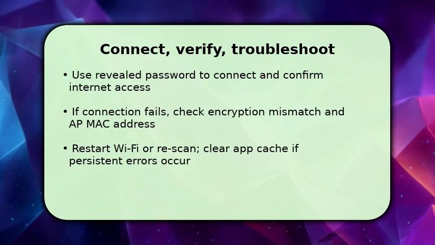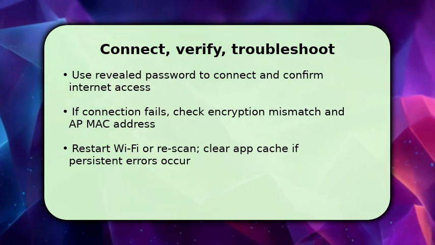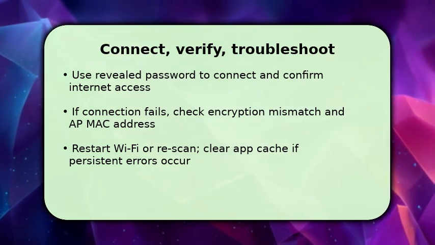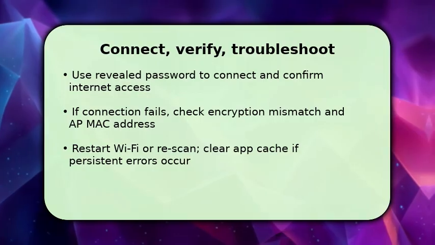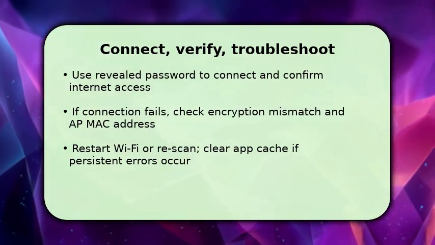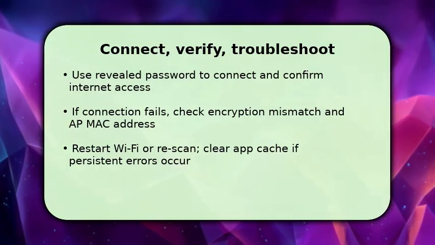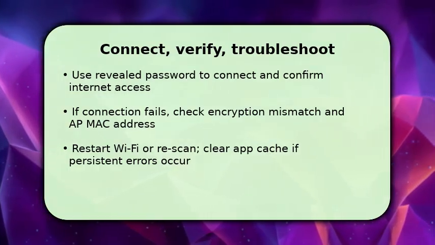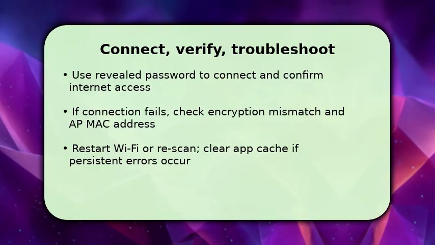You finish by connecting and verifying the network. Enter the displayed password into your Wi-Fi settings and confirm you can browse, check speed, or ping to validate performance. If it fails, make sure encryption types match and that you selected the correct AP MAC. Similar SSIDs can mislead you.